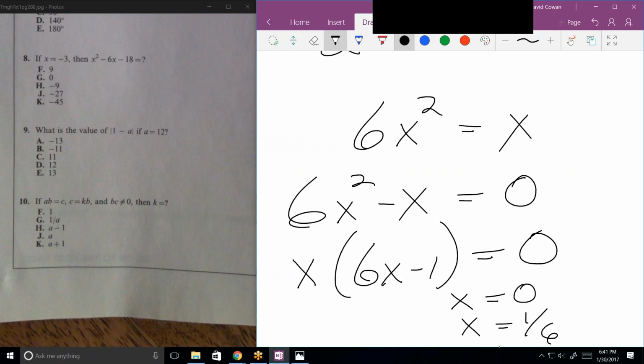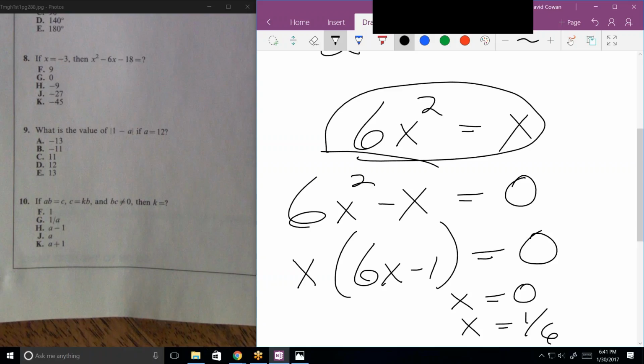So in general, be careful about dividing both sides by a variable unless you are 100% sure that the variable cannot be 0. It's only when it's 0 that it presents problems, and the only problem that it really presents is if 0 were a solution, you're going to lose it. So the fact that they told you that BC was not equal to 0 means that it's okay to go ahead and divide both sides by B.